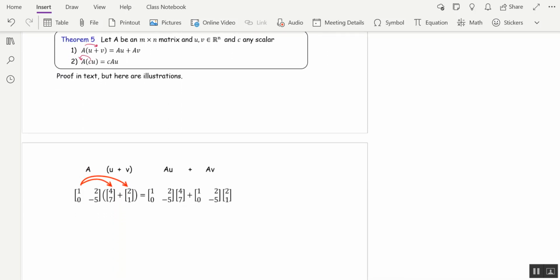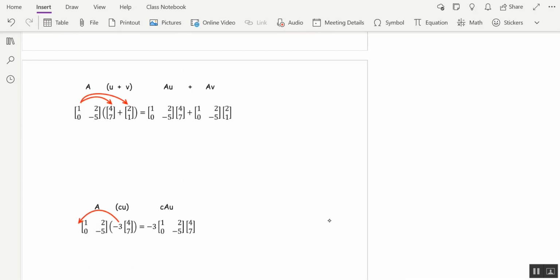So here's an actual example. Here's a matrix A and the sum of two vectors. Okay, and so what the theorem says is that if we take the left-hand side of this equation up here, 1, 2, 0, negative 5, and you're multiplying by, you're going to add those two vectors, 6, 8, okay? If you do that multiplication, you should verify that you're going to get 22, negative 40.